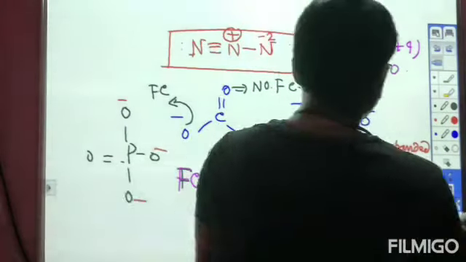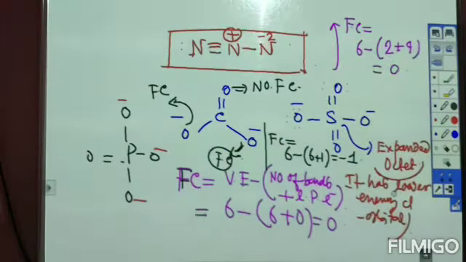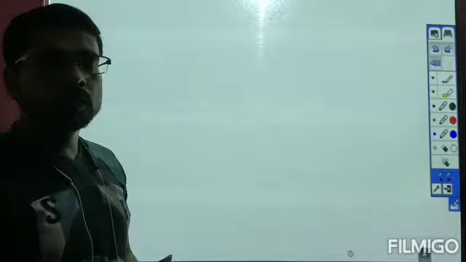So this is about the formal charge. These are the formulas. Based on these formulas, we can draw any Lewis dot structure.